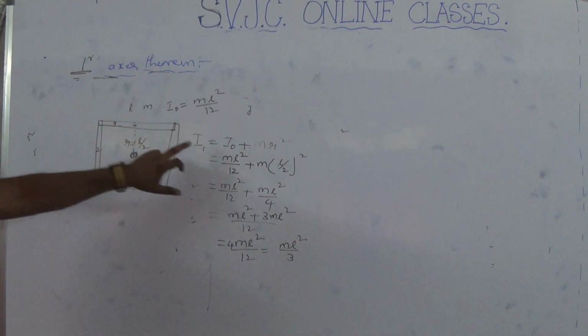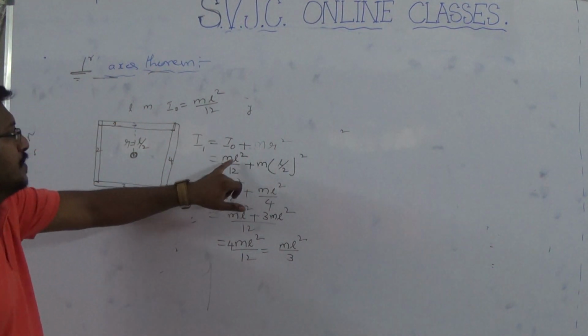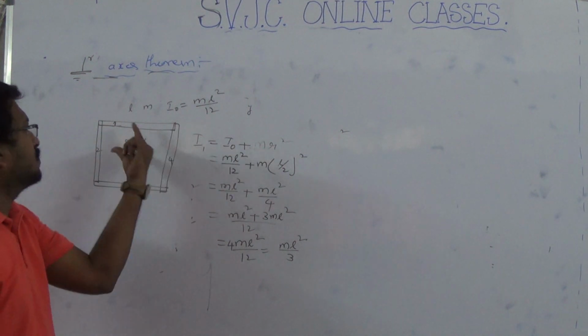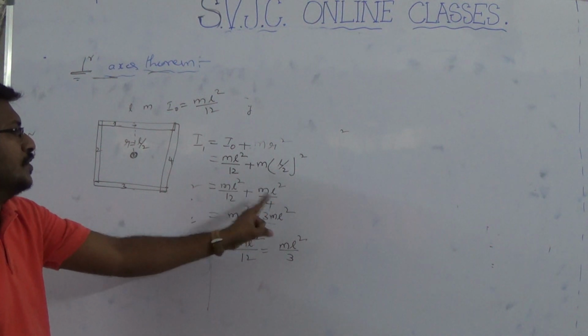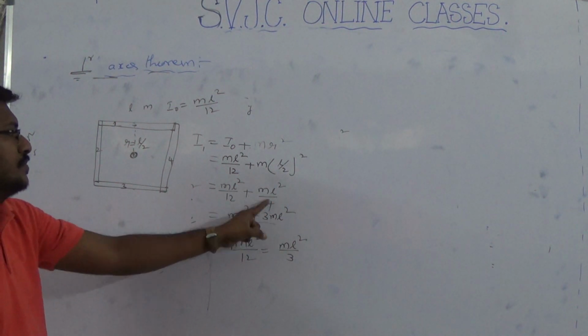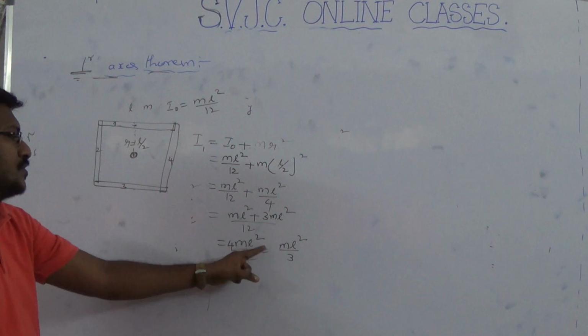Only one rod: I naught plus M r square. I naught means ML square by 12, plus M into L by 2 whole square: ML square by 12, ML square by 4. LCM 12: ML square plus 3 ML square, 3 plus 1 is 4 ML square by 12.